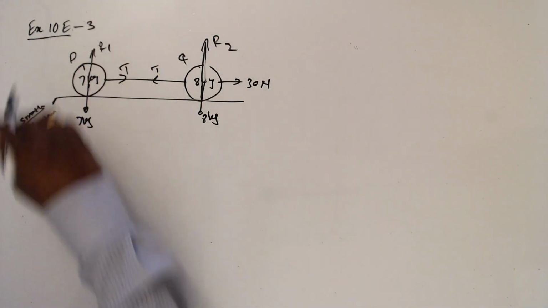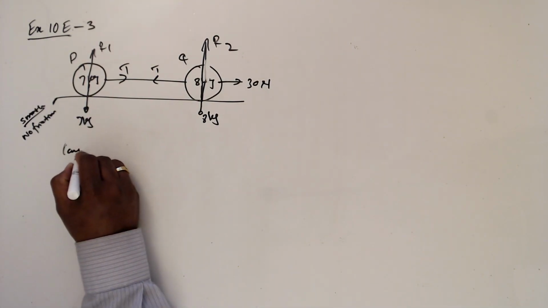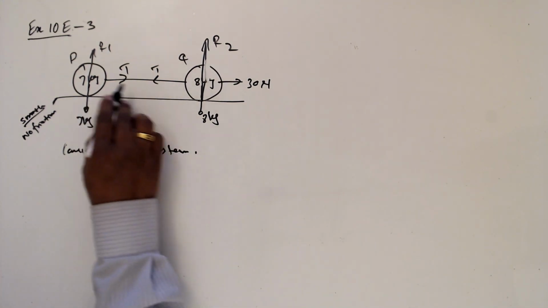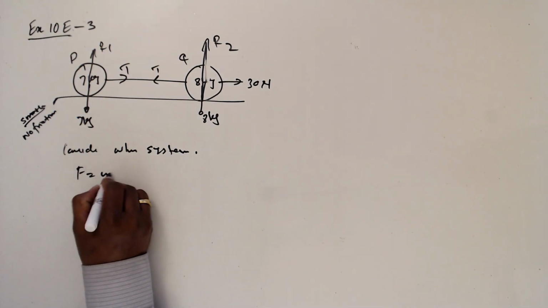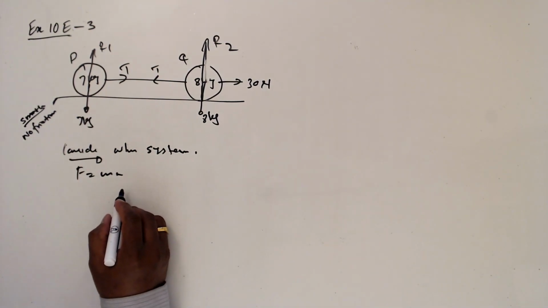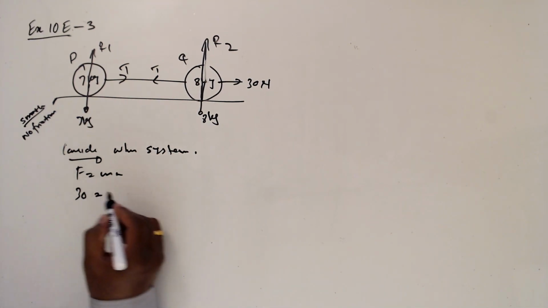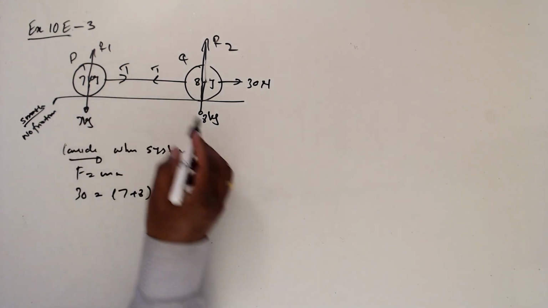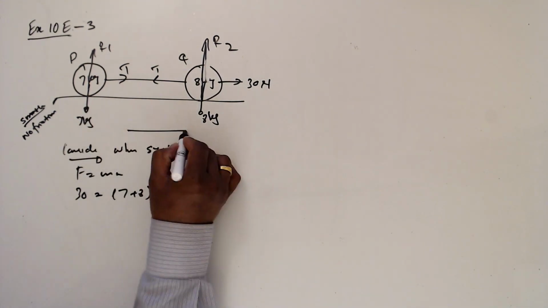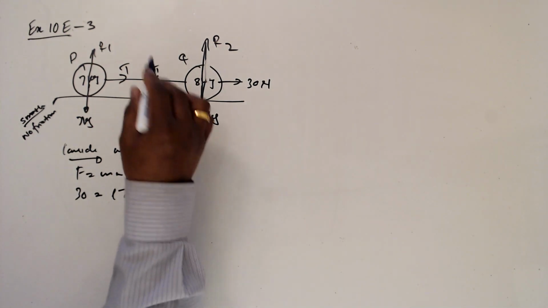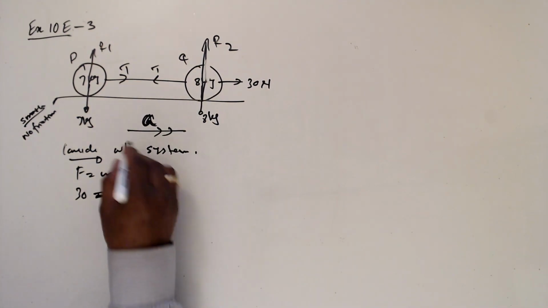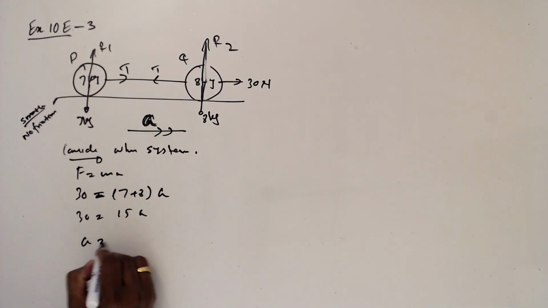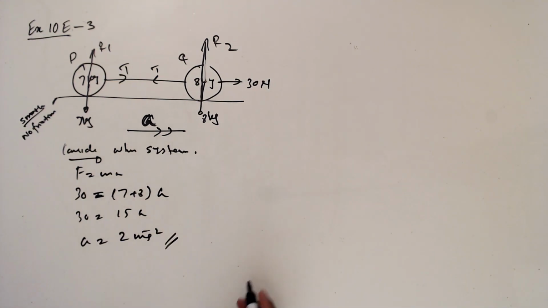So we'll consider the whole system. Then the internal forces cancel out. F equal ma in this direction, so 30 equal m times a. Now total m is 7 plus 8, and the acceleration we need to find. It should move in this direction, and it's not flying or sinking, only in this direction. So 30 equal 15a. a equal 2 m/s².